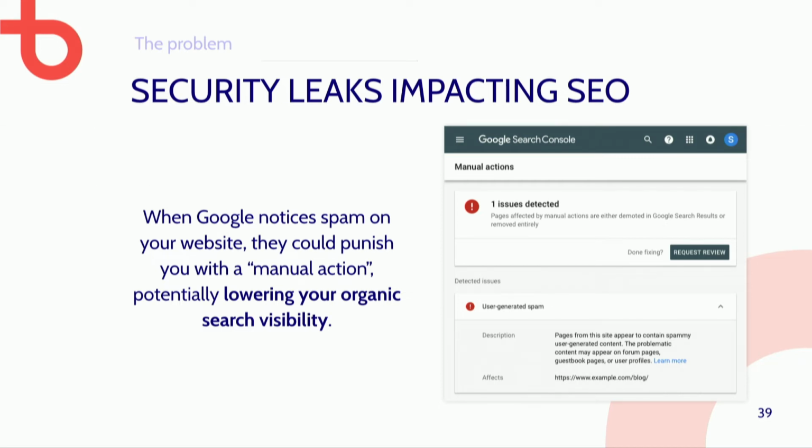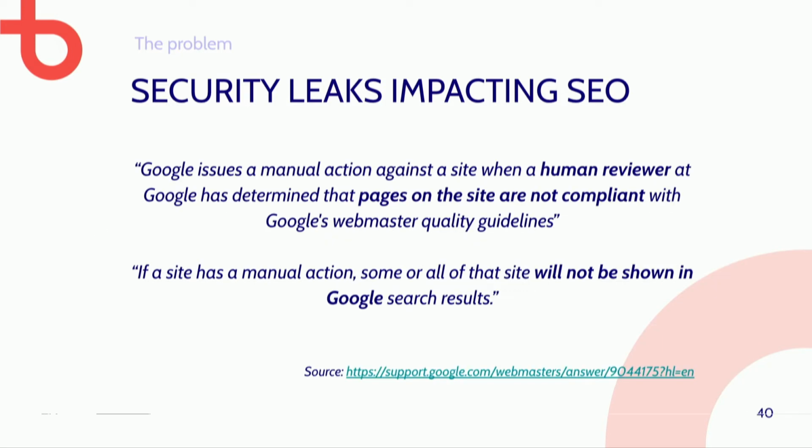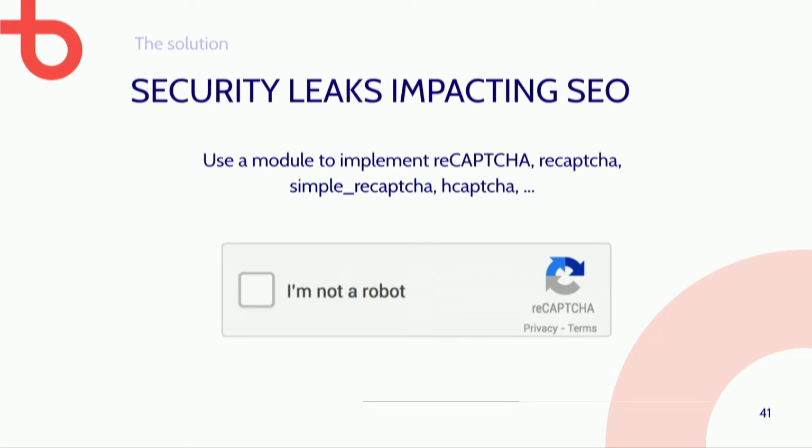So you definitely do not want a manual action on your website, and this is one type of manual action that you can get, that is if there is spam detected, which you can see at the bottom right there. User-generated spam is the description here. This is some more information about manual actions. I just talked about this, and there is a solution, of course. Yeah, there are actually two solutions.